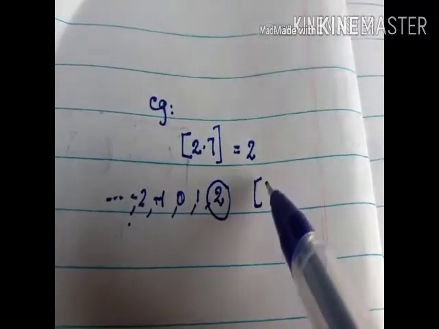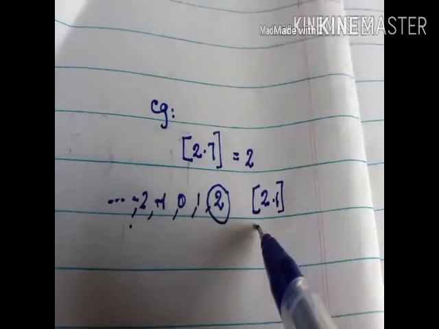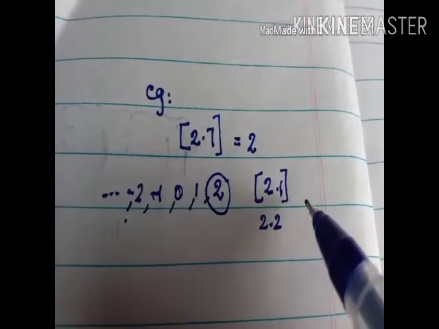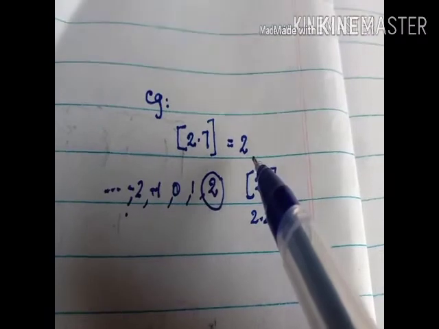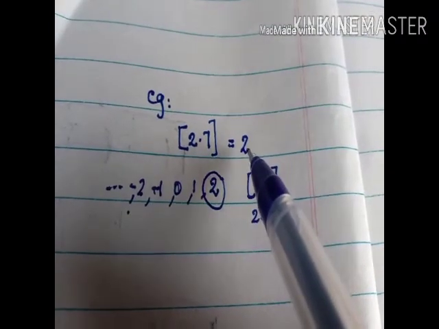Now listen, greatest integer function of 2.1, 2.2, 2.3, 2 point whatever it is. So its greatest integer function value is 2.